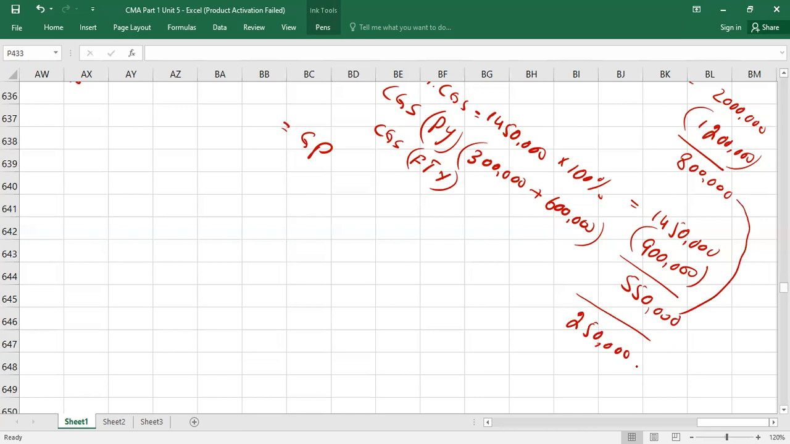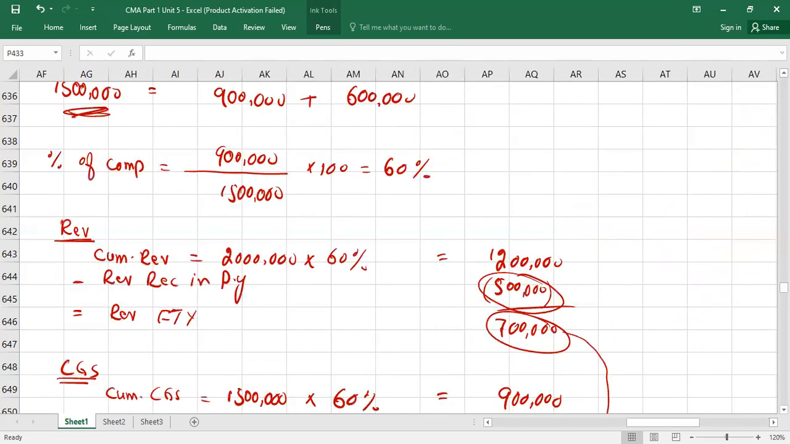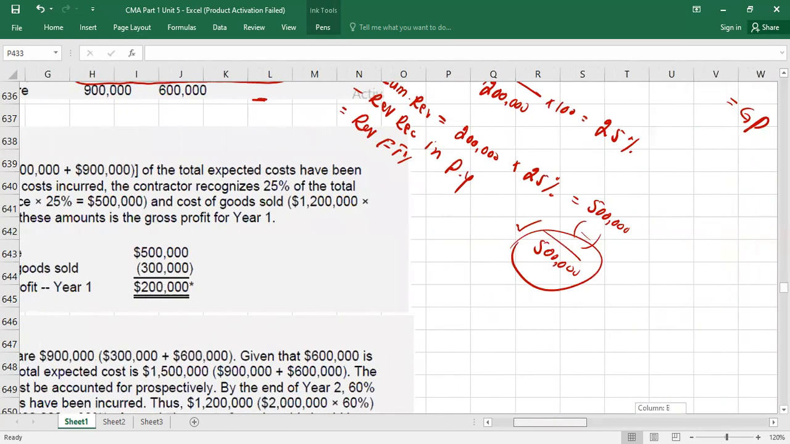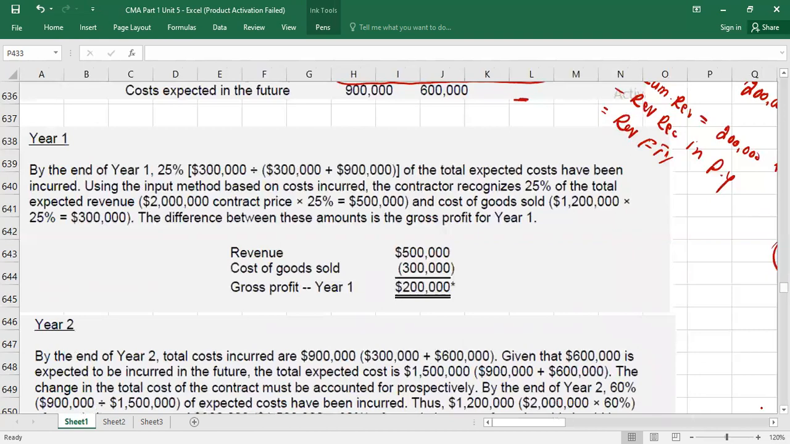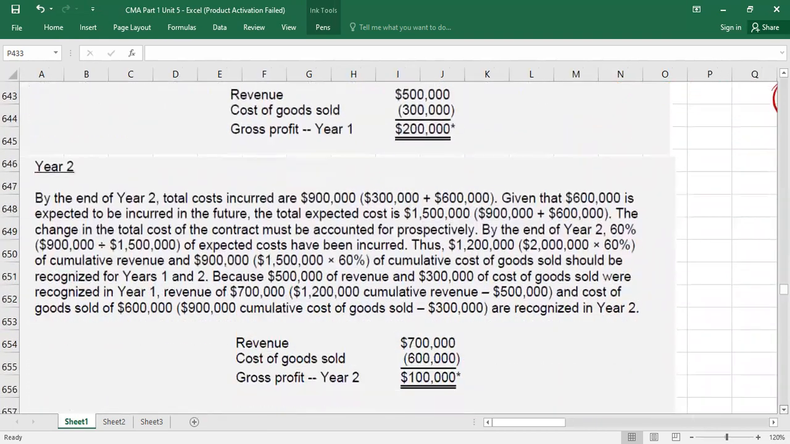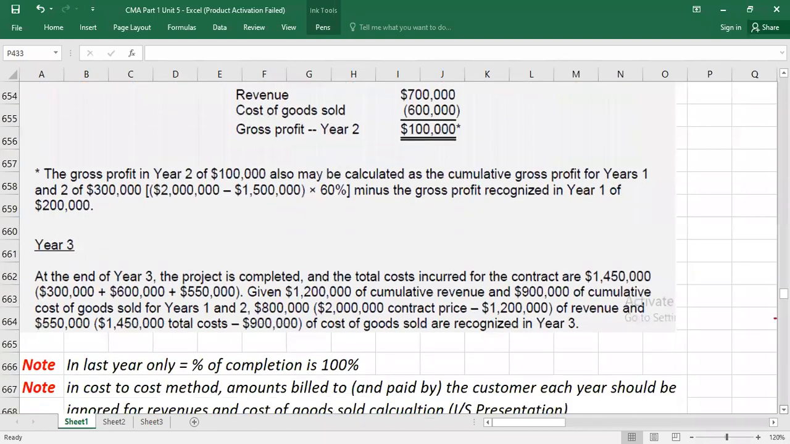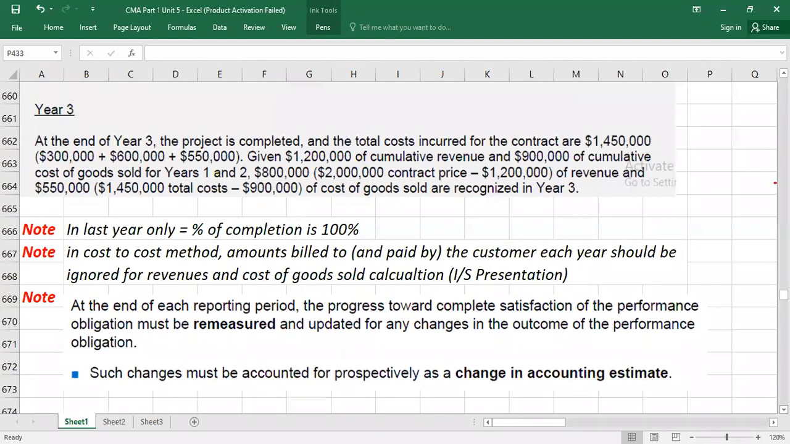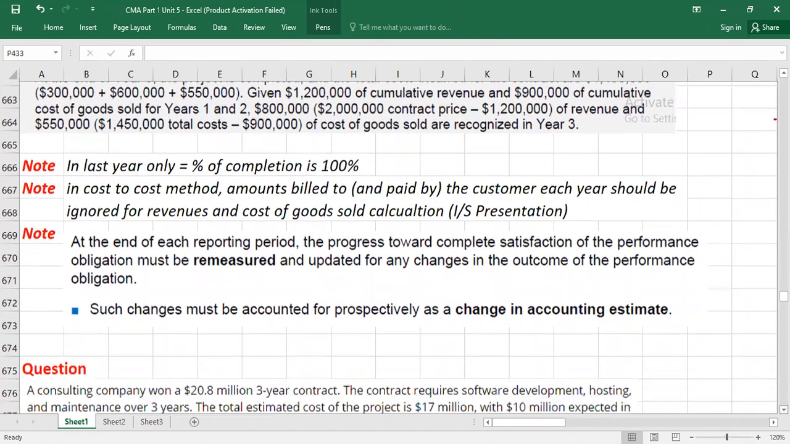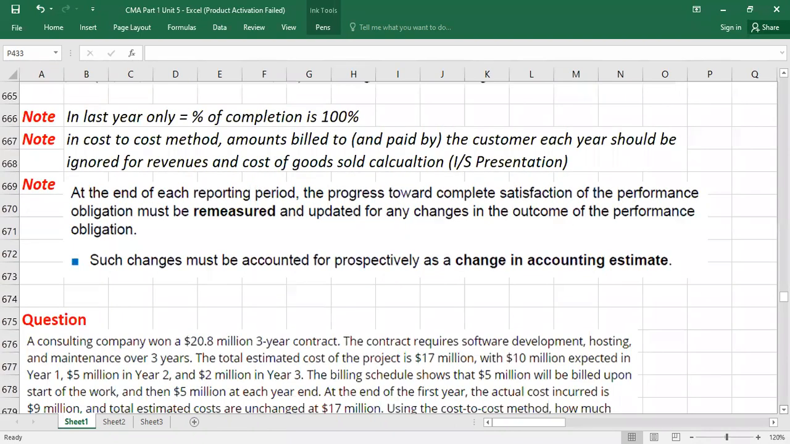So this is how the input method will work. I hope you got the idea. You just need to practice this example. And now I'm going to show you some exam standard question answers. Okay, guys. So we have some exam related notes.